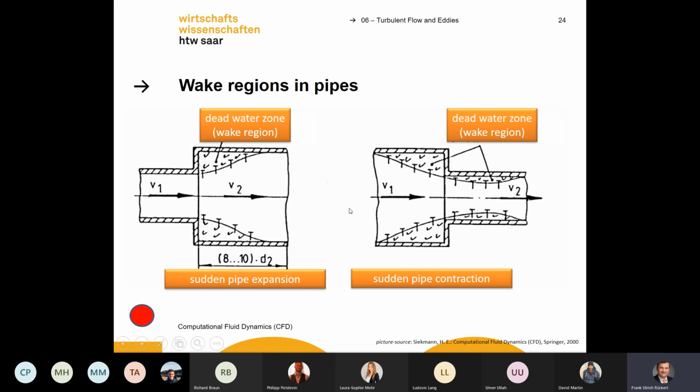Okay, and in the next section, I will show you an example from Bosch where we had this problem.